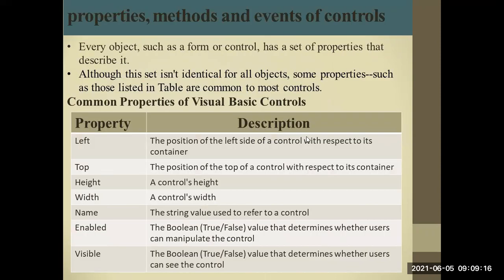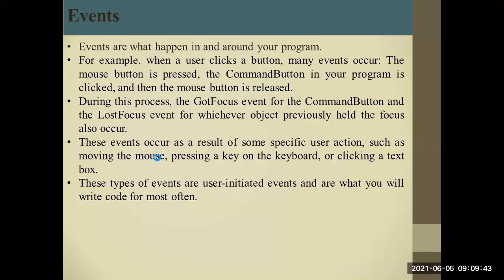Then we have looked at some of the common properties of the control, that is, एक control का क्या common property है. There is no doubt that every control will have its different properties and different methods, but some controls have some common properties and common methods. These are listed in a table which we discussed yesterday. Then we discussed something about the event.